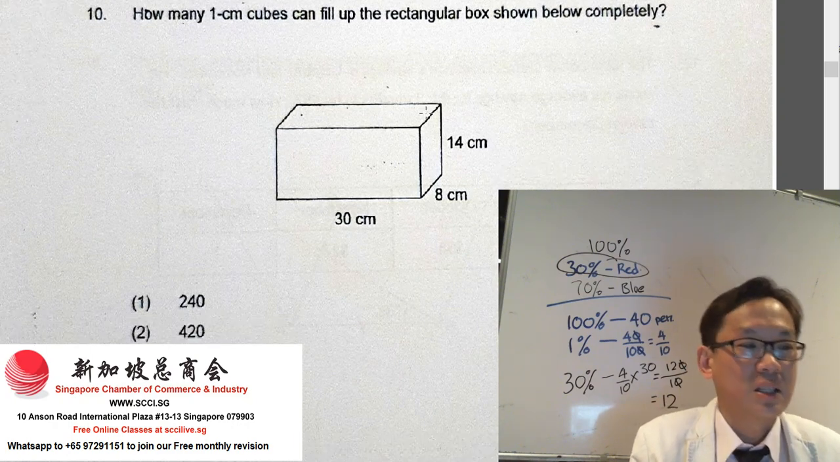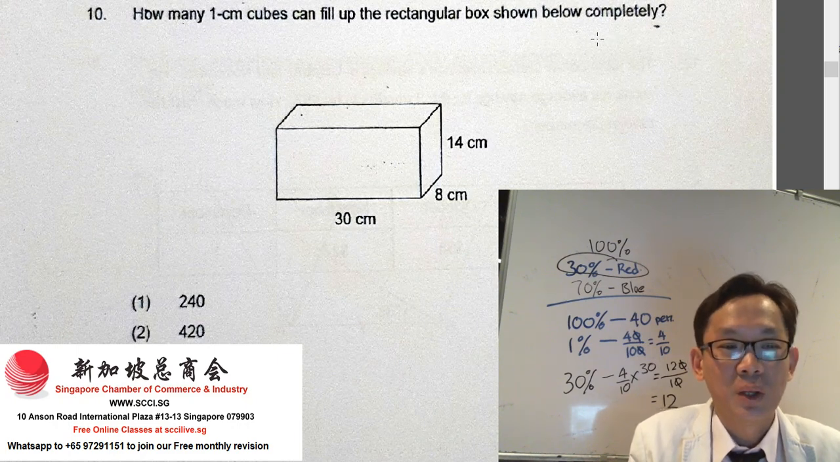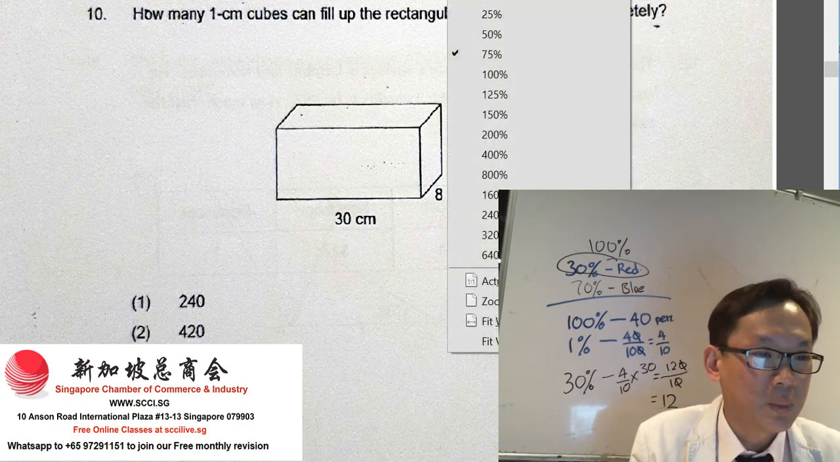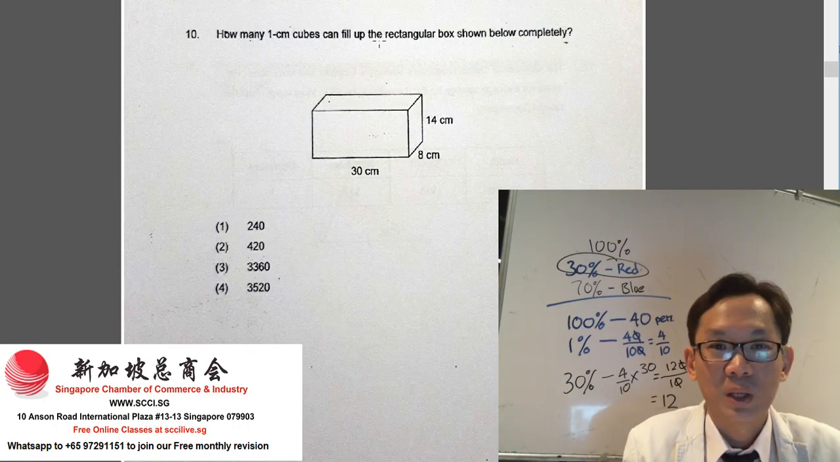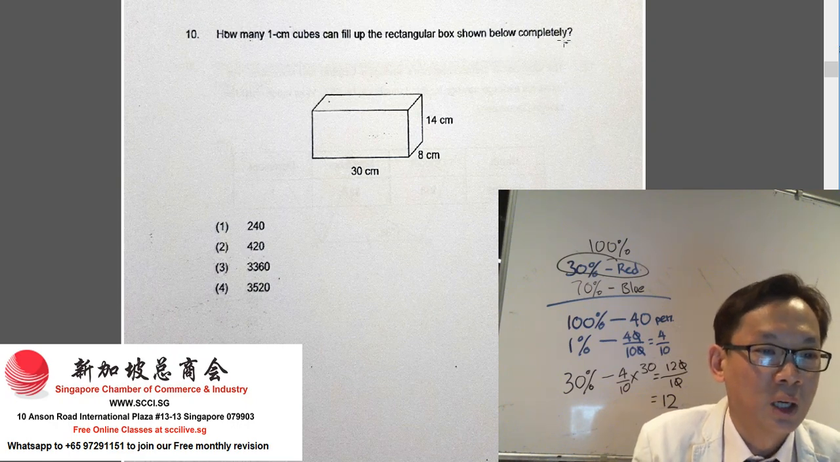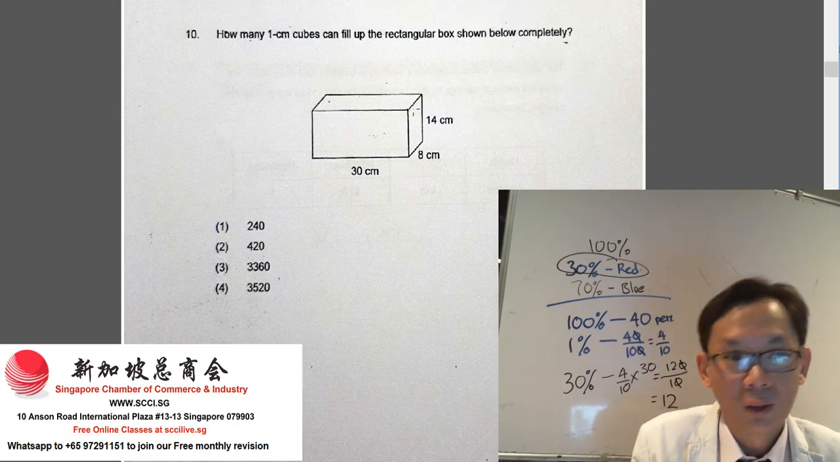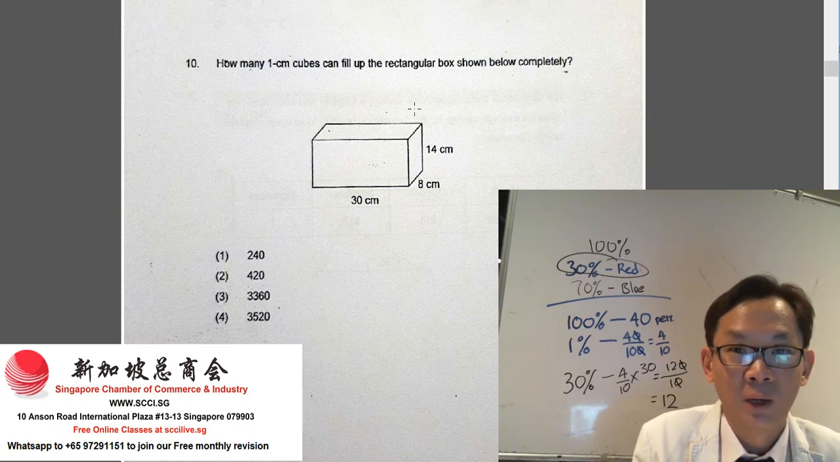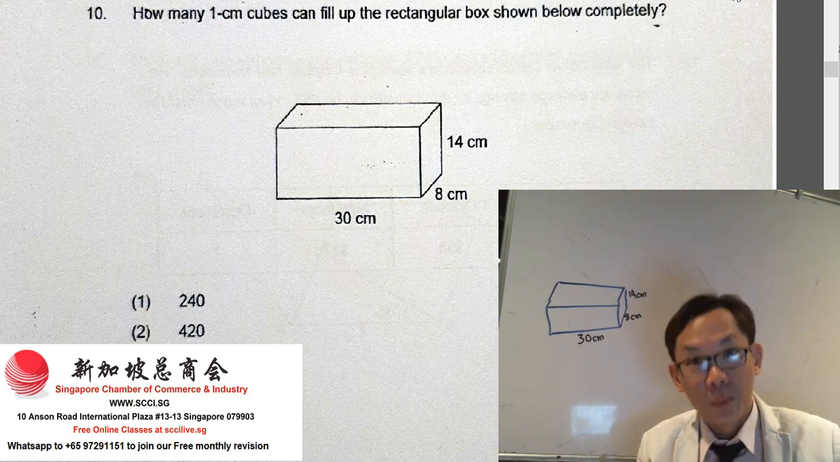Question 10 states: how many 1 meter cubes can fill up the rectangular box shown below completely? Let me reduce it a bit more. How many 1 meter cubes can fill up the rectangular box below completely? Are you able to get the answer? They have 1, 240; 2, 420; 3, 3360; and 4, 3520. Take a moment and look at it. I will get back with the answer shortly. Are you able to get the right answer?